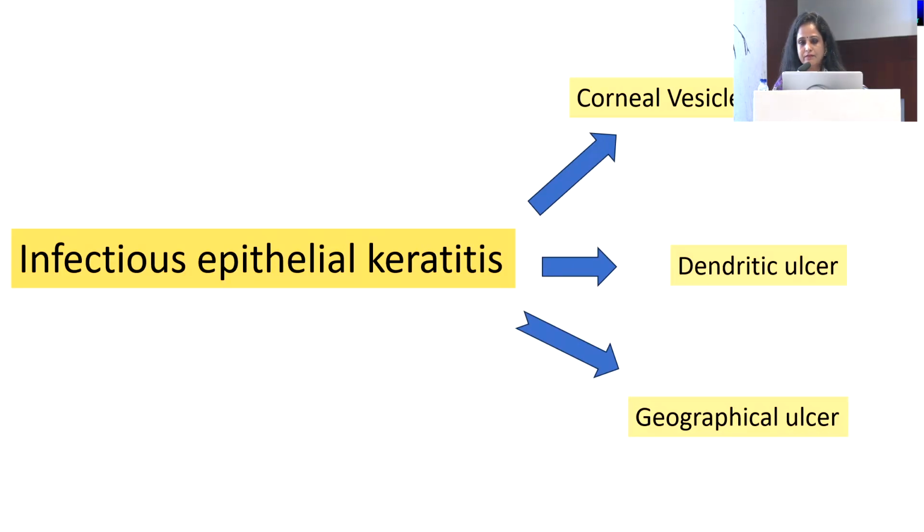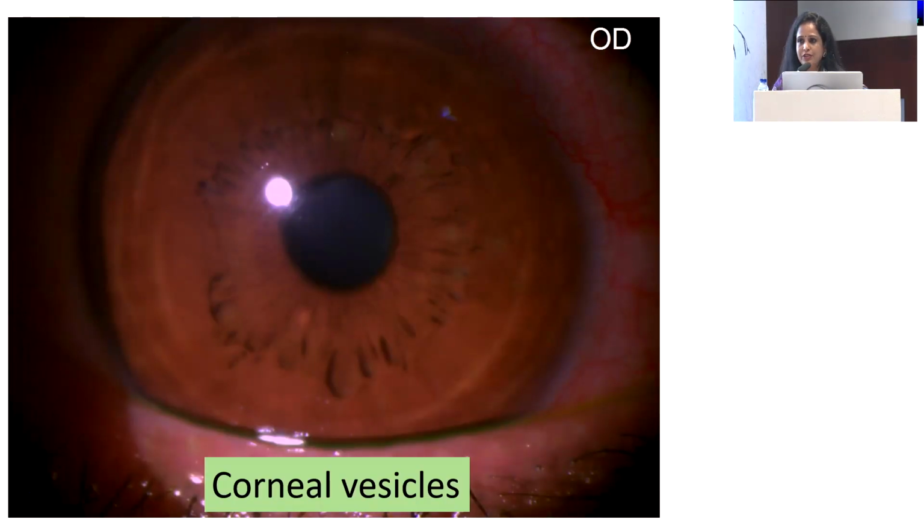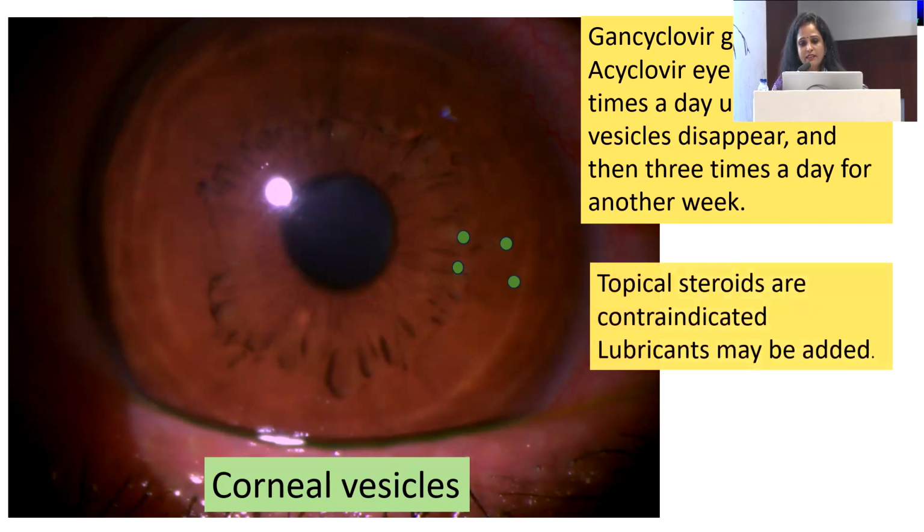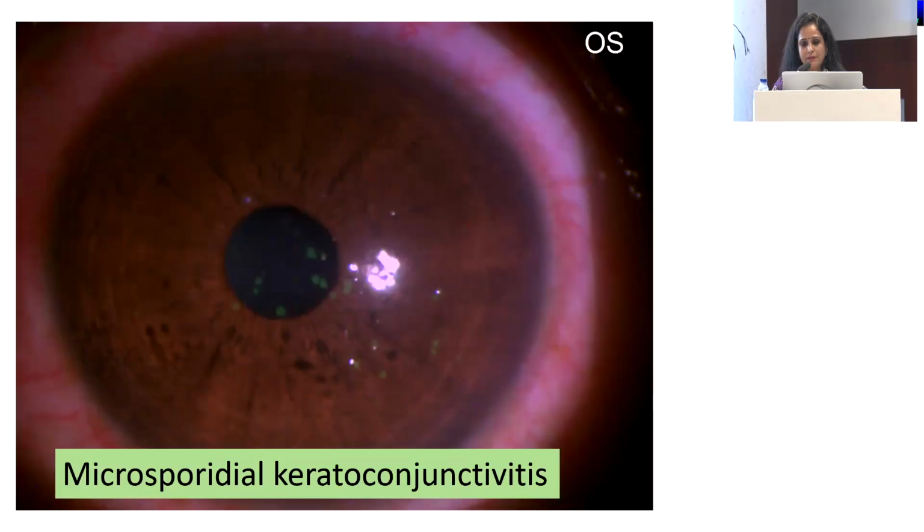geographical ulcer. The corneal vesicles usually appear as small raised vesicles which are analogous to the vesicles on the skin surface. These patients usually present with pain, photophobia, watering and defective vision, and are mainly treated with topical antivirals, which should be started at least 5 times per day until the vesicles disappear, and then tapered to 3 times a day for another 1 week. At this stage topical steroids are contraindicated and lubricants can be given to relieve the symptoms.